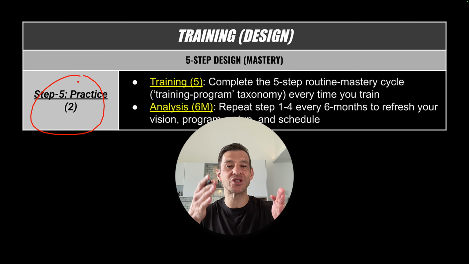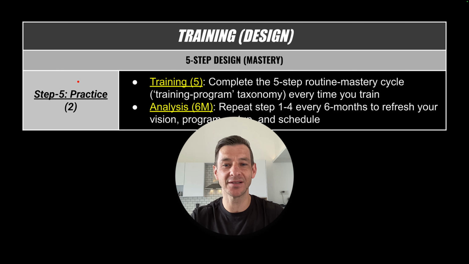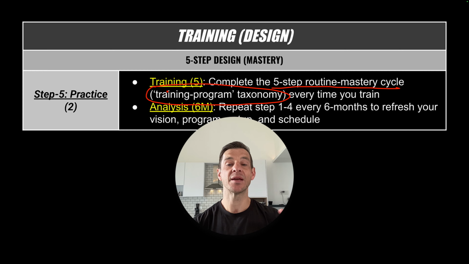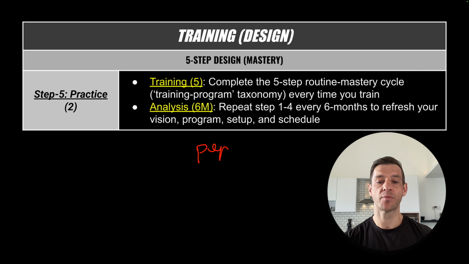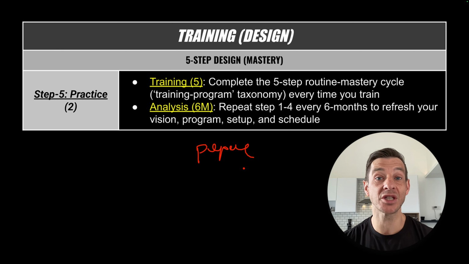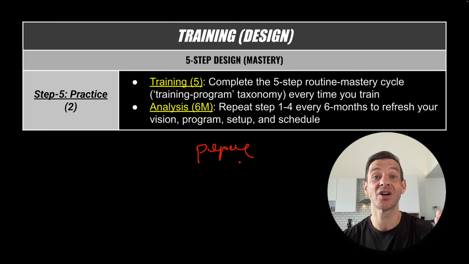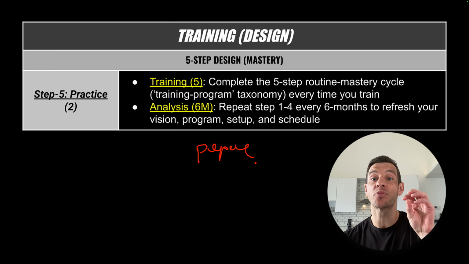As for our 5th and final step, you want to make sure that you implement your training program according to the highest standards possible, which you can do by following the 5-step routine mastery cycle in the Training Program Taxonomy PDF every time that you train. Step number 1, make sure that you prepare all the necessary resources before you just start your workout. This could be equipment, but also your training program itself. Also, read your notes from previous workouts.